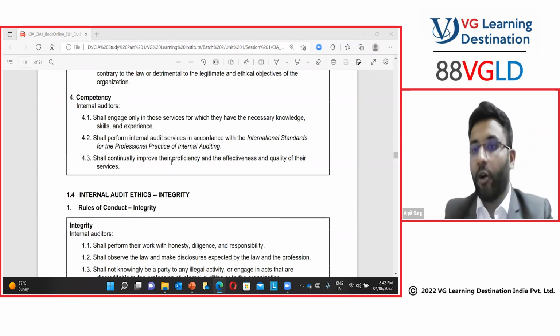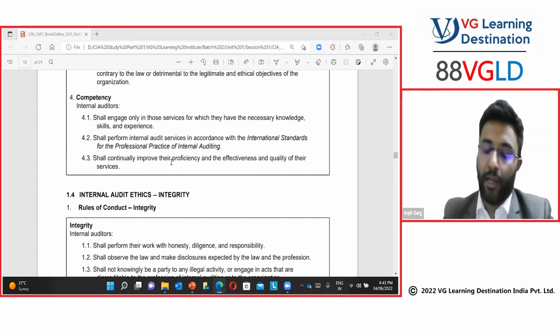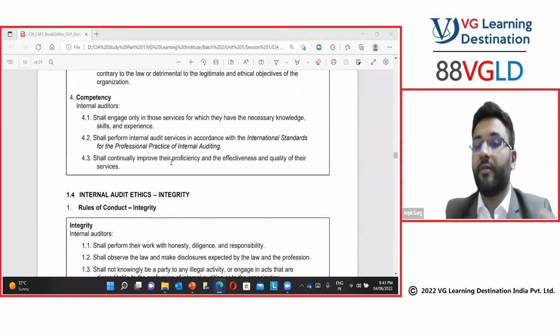Let's say the IIA code of ethics says that we don't accept gifts of any material value, and the company policy says that employees can accept gifts of so much value. Whichever is more strict in nature, we have to follow that. That is how we have to see it.